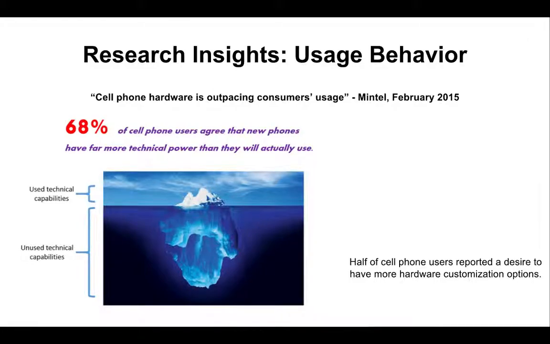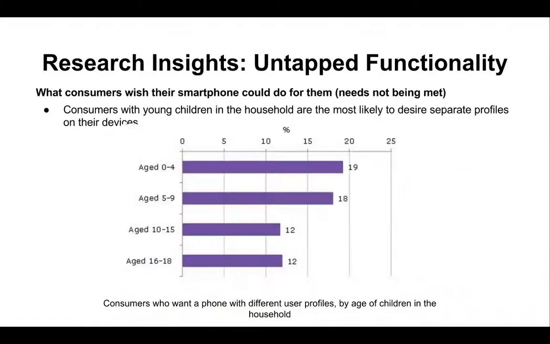Also, half of cell phone users reported a desire to have more hardware customization options, which potentially could be an opportunity for 3M. And 68% of cell phone users agree that new phones have more technical power than they will actually use. So this could potentially lead to cost savings. Also, we found that there is a segment of the market who have young children who would like to be able to have separate profiles on their devices to protect their content versus what their children are using.